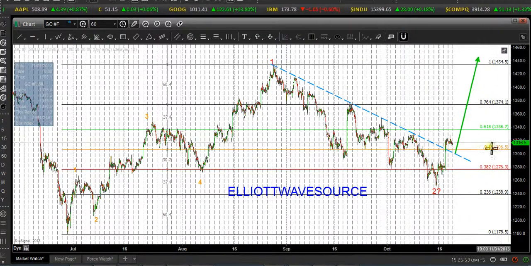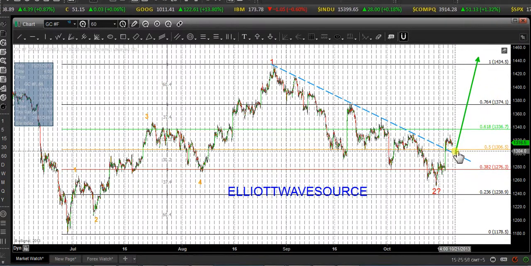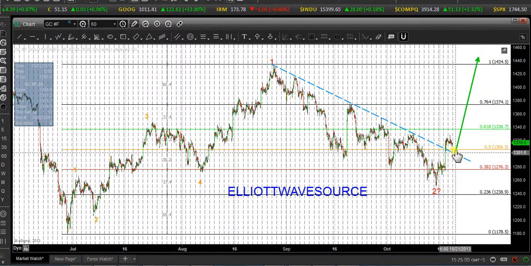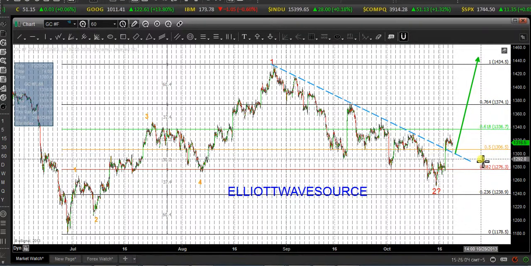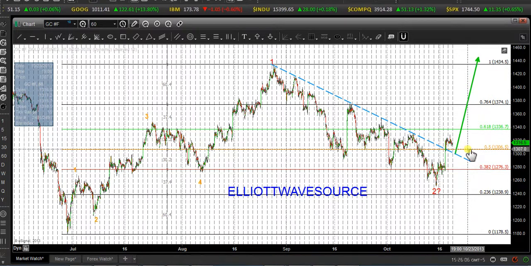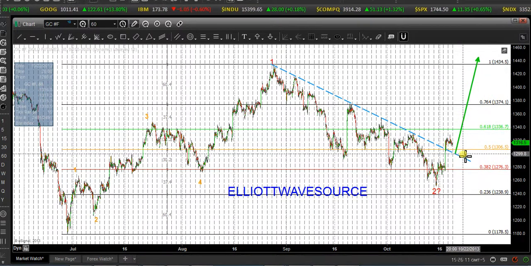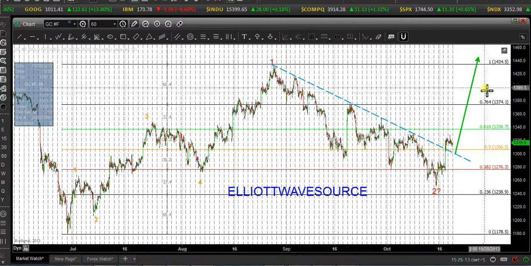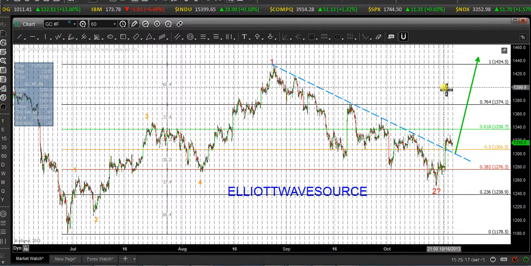So we did get a break of that descending trend line, and I'm expecting prices to push back down to give us a retest, or at least a drop to that 50% fib level. So that would be 1306. At least drop to there and then push off higher. But I'm anticipating a move towards 1300, and then it should push off from that point. So that would be a good area to look to get long this pair.